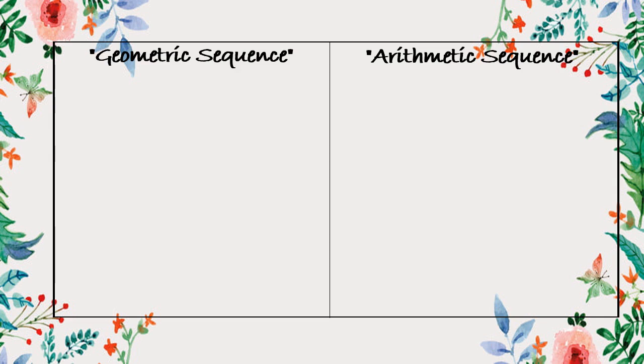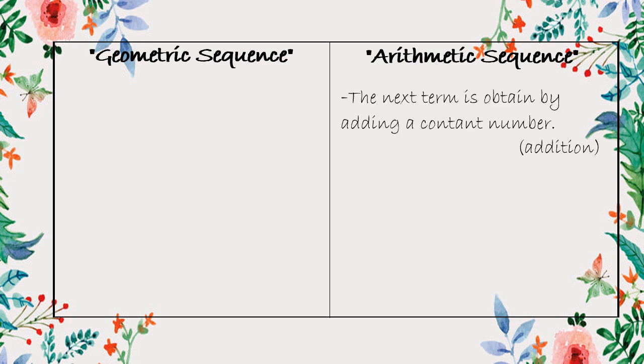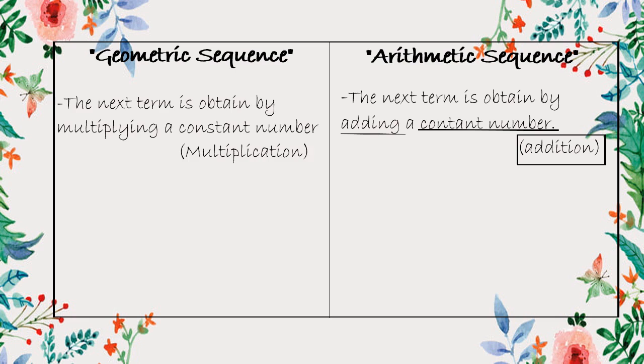Let's differentiate geometric sequence from an arithmetic sequence. I have here a table that shows the difference between a geometric sequence and an arithmetic sequence. So let's start. The next term in an arithmetic sequence is obtained by adding a constant number. So the operation in getting the next term is addition. While in a geometric sequence, the next term is obtained by multiplying a constant number. So the operation for getting the next term is multiplication.